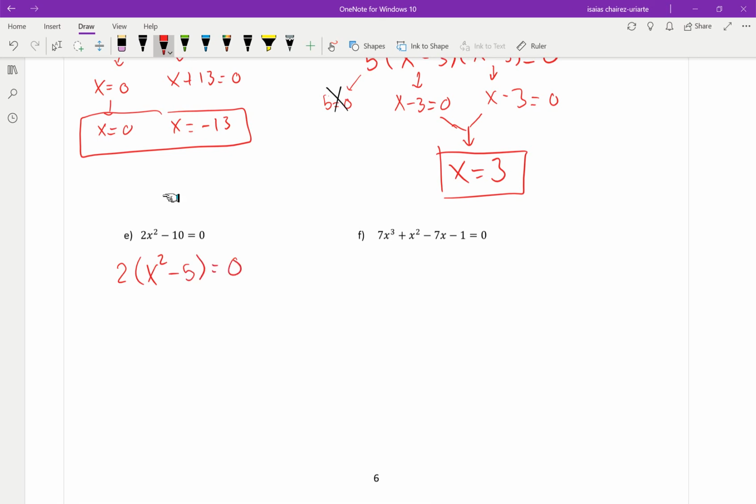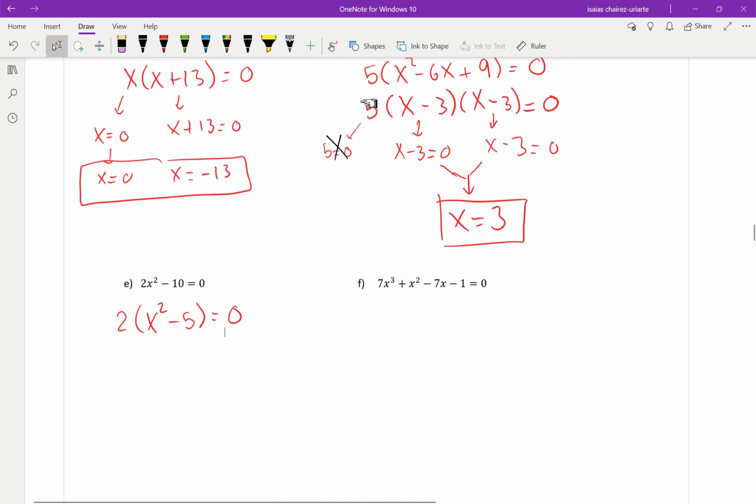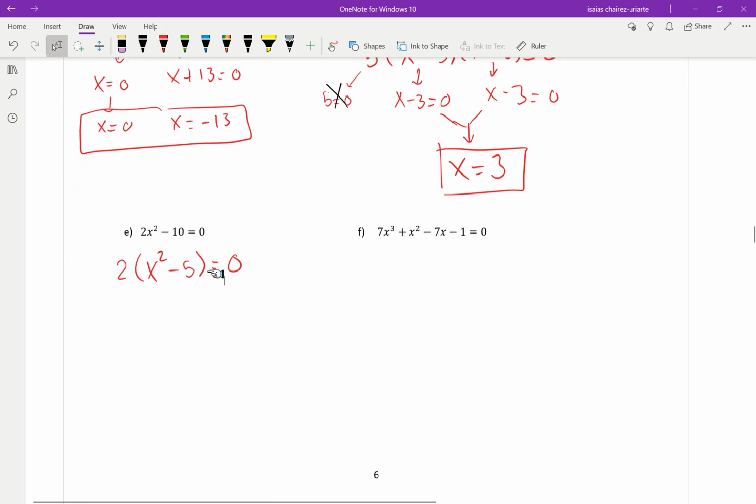Okay, so then I have a product of two things, this 2 times this x squared minus 5 equals 0. Well, 2 cannot be equal to 0, so I'm not going to set 2 equal to 0. It's kind of like what we had up here with 5. 5 doesn't make sense to set equal to 0. So what I'm going to do is set this factor, x squared minus 5, equal to 0.